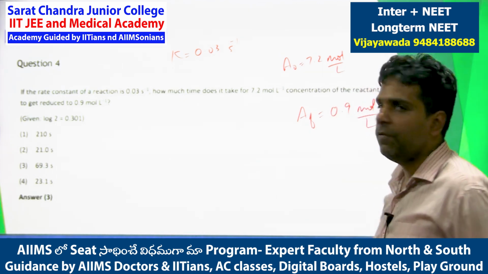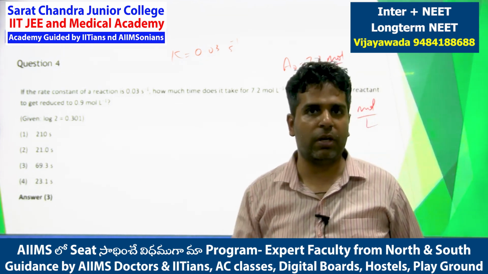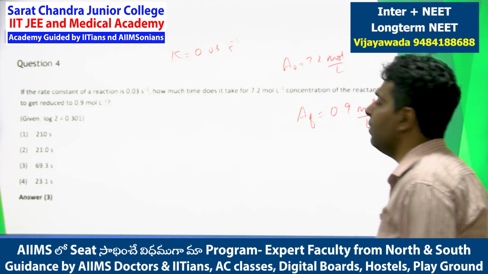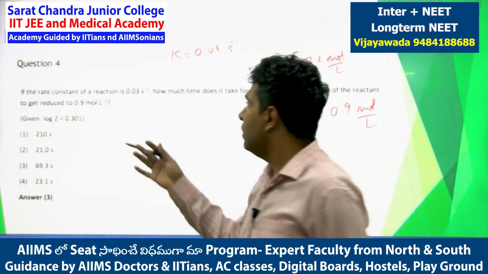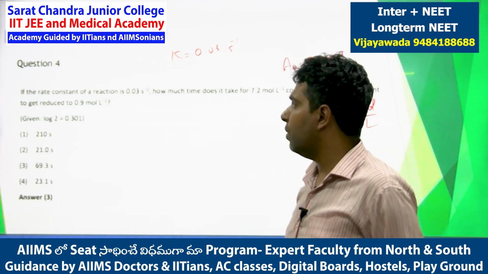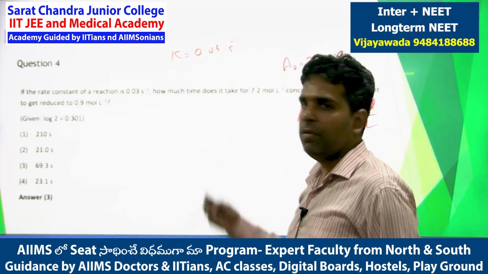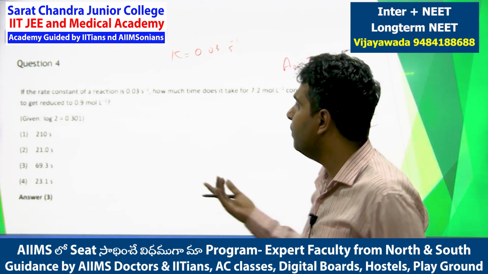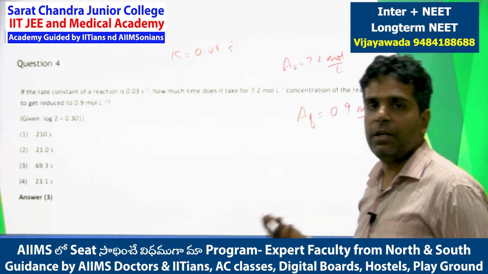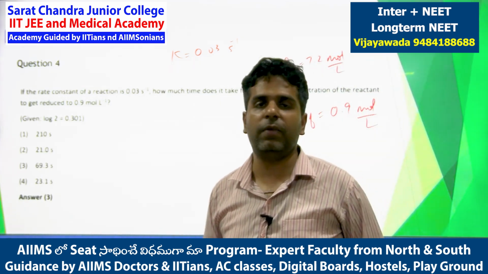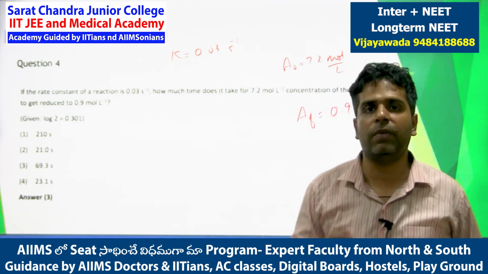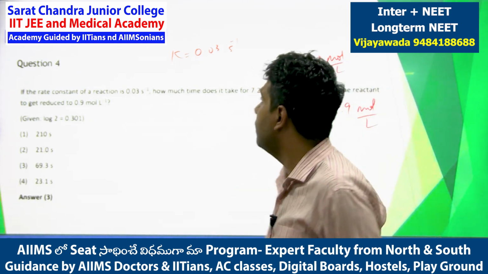Now over here, if you see, the order of reaction is not given. So the order of reaction is not given. Then how will we do this question? How will we find out the time? Because for that we need the order of reaction or the equation that we have to use. Like for zero order, the equation is different. For first order, the equation is different.